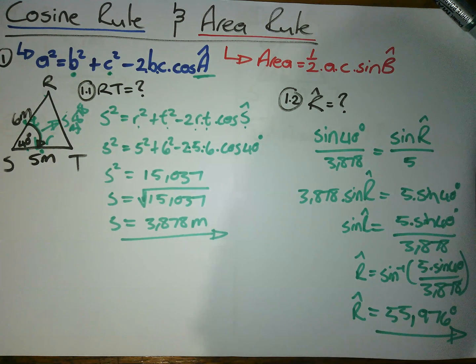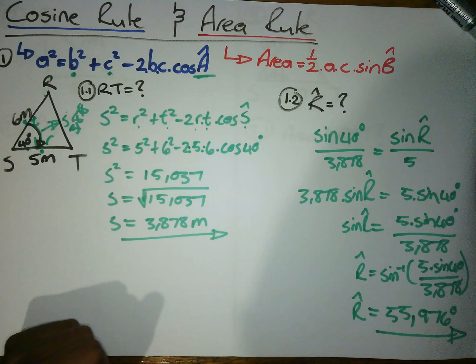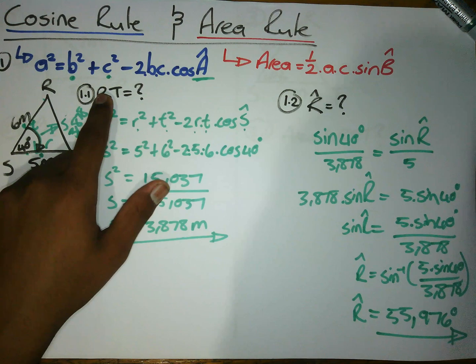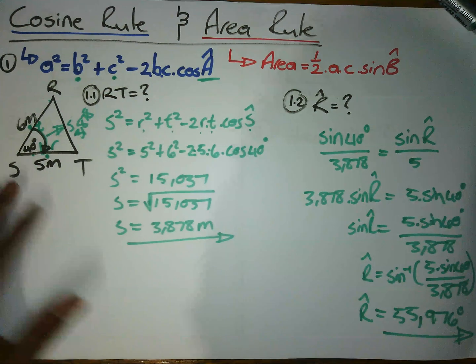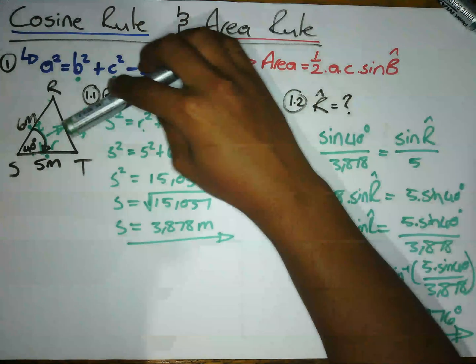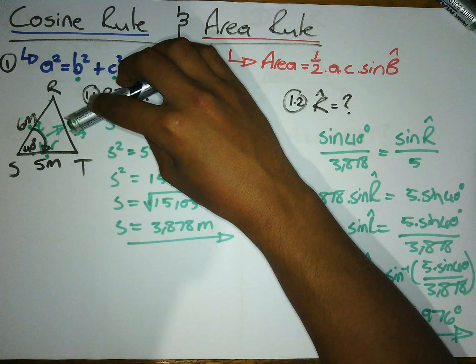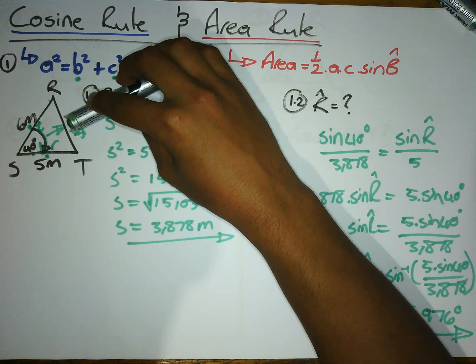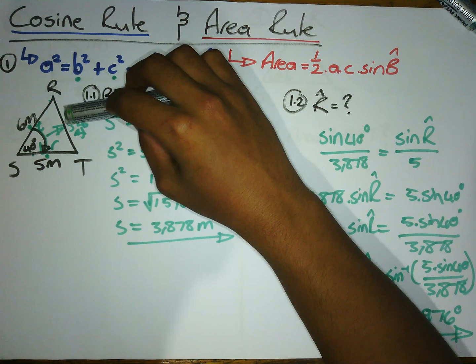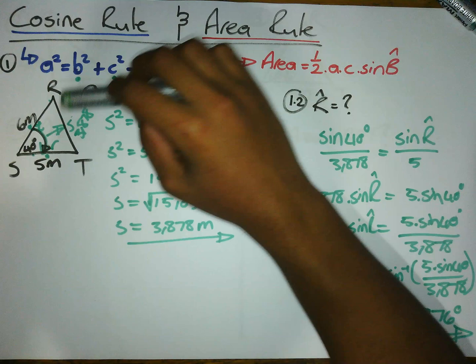The next question would be, let's just say they asked it like this now. They asked for the length of RT. Then you think, okay, can I use the sine rule? Let's say you didn't get this one yet. Can you use the sine rule here? Can you use it? Sine 40 over s equals to, no, you can't.